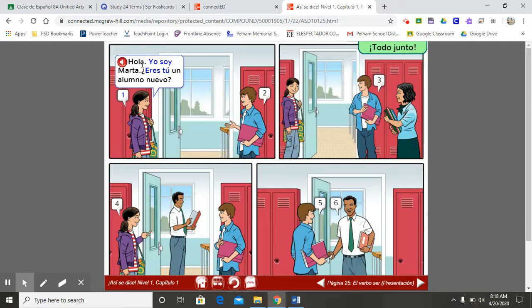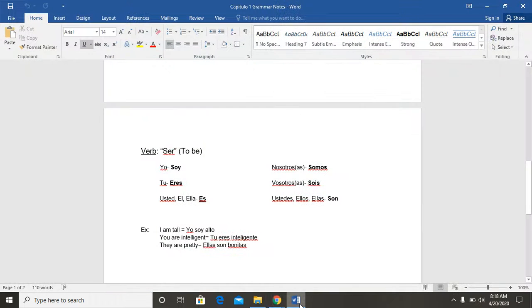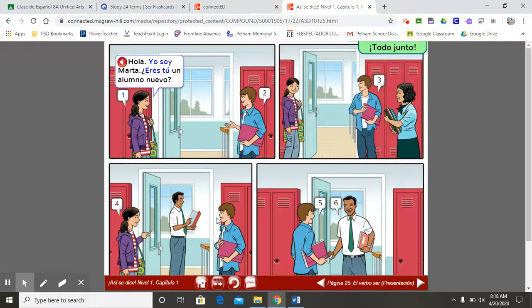Okay, so she says, hello, hola. And now here she says, yo soy Marta. What is yo? I. What is soy? Am. You should be looking at that chart, right? Yo soy, I am. I am Marta. Now notice here that they switch these two around because she's asking a question, okay? Notice how in the chart, tú eres, you are, but in the activity they switched it around. Eres tú, are you a student that is new? Remember the adjectives in Spanish, you got to switch them around. So, are you a new student? That's what she's asking him.